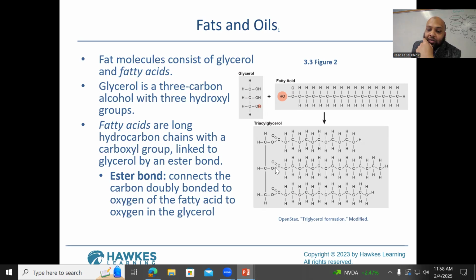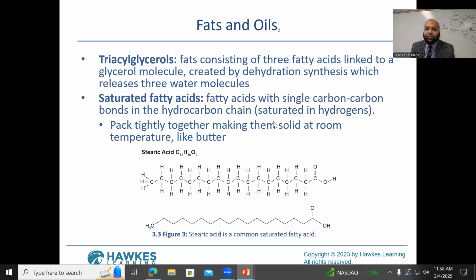What's the name of this bond right here? That's an ester bond. Is that clear? Now we have, when we hook them together, triacylglycerol. When we separate them, we have glycerol and fatty acid. Triacylglycerols are fats consisting of 3 fatty acids linked to a glycerol molecule, created by dehydration synthesis, which releases 3 water molecules.